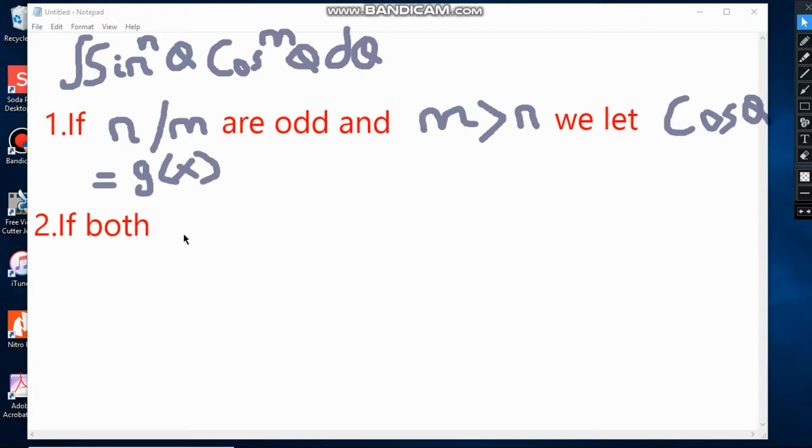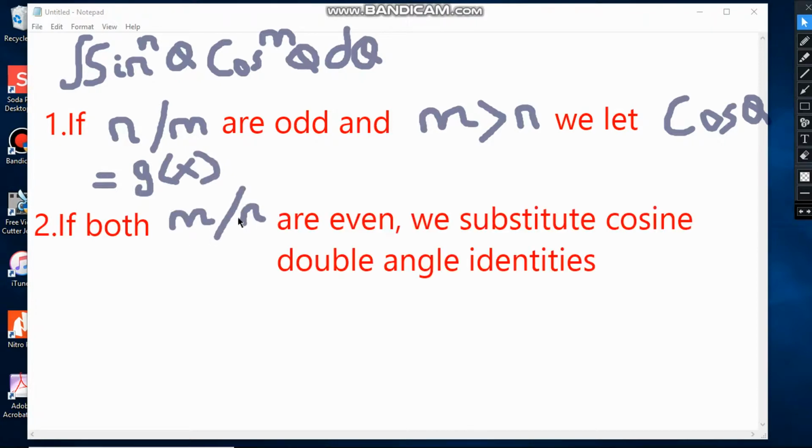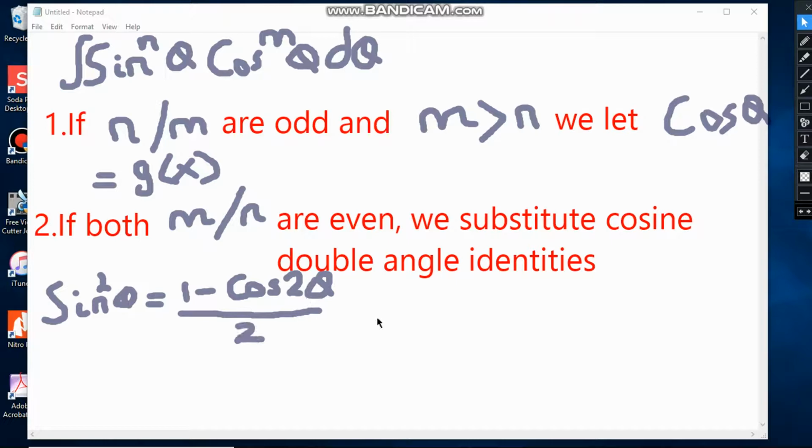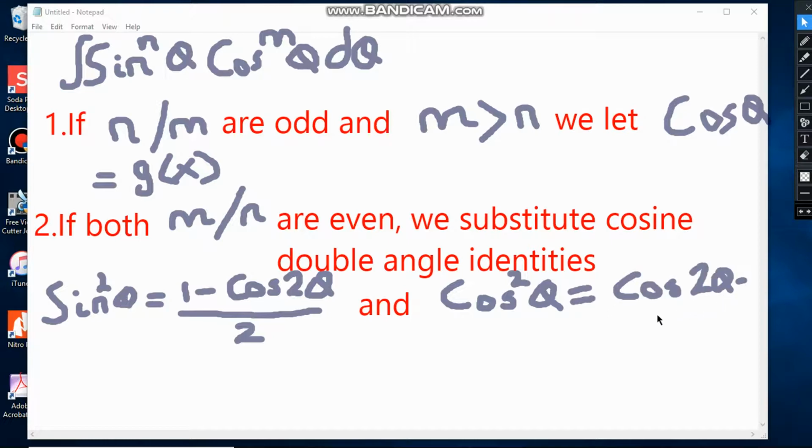If both n and m are even, we substitute the double angle identities in these expressions. So where there is a sine squared, we use this identity, 1 minus cos 2 theta over 2, and where there is a cos square of theta, we use this identity, cos 2 theta plus 1 over 2.